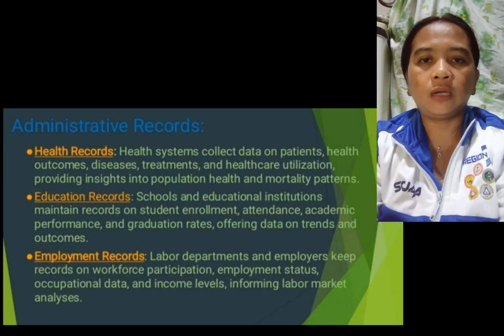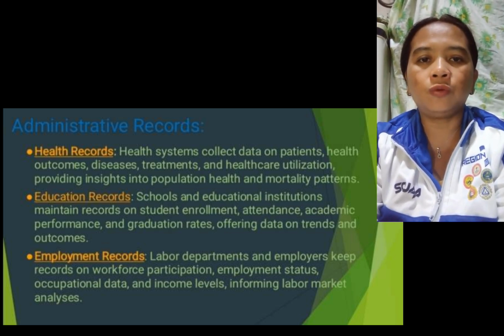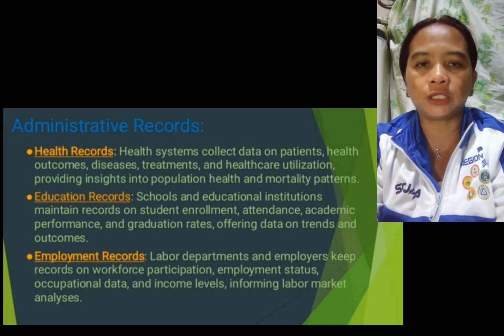Number 4. Administrative records will have health records. Health systems collect data on patients, health outcomes, diseases, treatments, and healthcare utilization, providing insights into population health and mortality patterns.